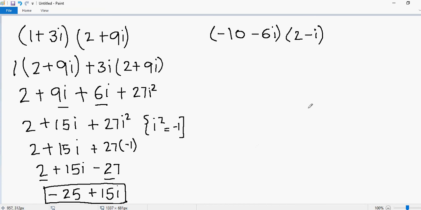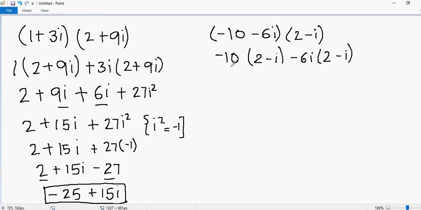Now let's look at another example. This time I have to be careful because I have negative signs in my question. So first of all, we'll multiply negative 10 with this term, and then we're going to multiply negative 6i with this again. So let's separate it first. I'll write negative 10, and then inside I have to multiply this first. So 2 minus i, and then I have negative 6i. Again, I have to multiply this with 2 minus i.